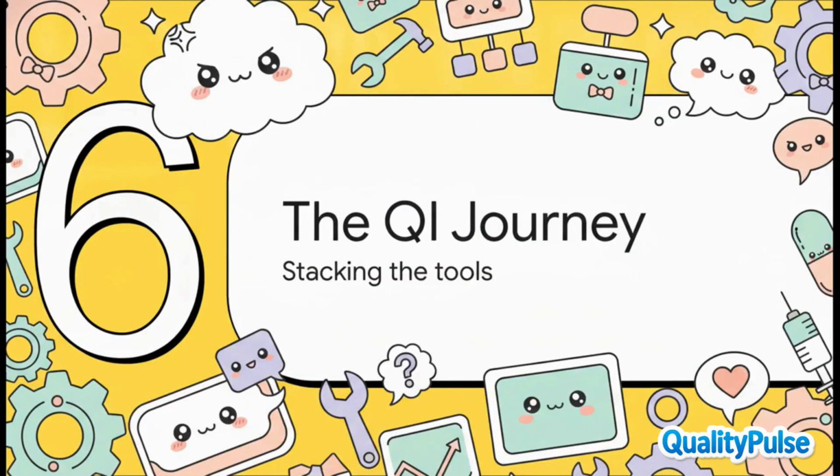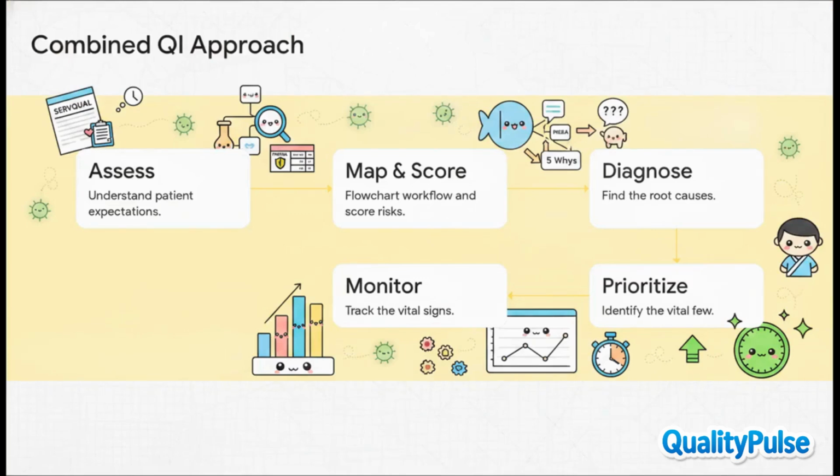Section 6. The QI Journey. We have covered an incredible amount of ground today, but let's bring it all together. Imagine emergency department wait times are increasing. A good QI team doesn't just guess at the solution, right? They start by using SERVQUAL to understand what patients are actually experiencing. They map the process and use spaghetti diagrams to find physical movement bottlenecks. Next, they use check sheets to gather data on delays and score those risks with FMEA.